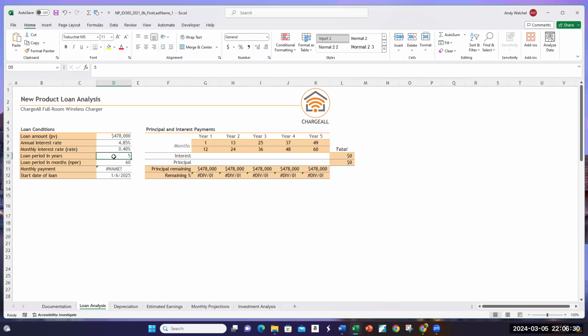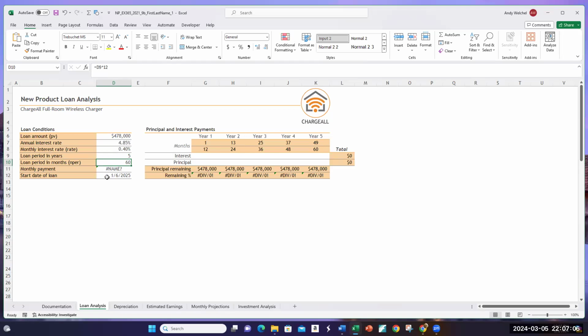They've got to pay back the money in 5 years. But we're going to base our calculations on 60 months instead of 5 years, because the interest of 0.4% is going to be compounded monthly instead of annually. So this is a $478,000 loan. The interest rate is 0.4% per month, and we're going to be making payments for 60 months.